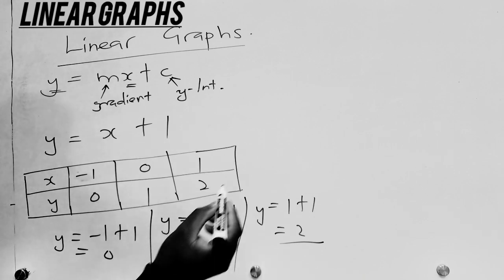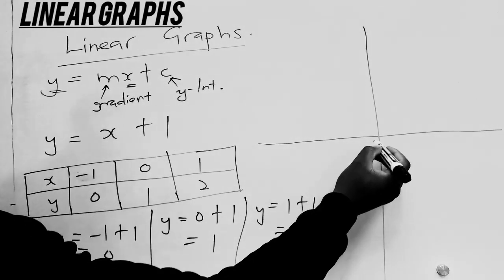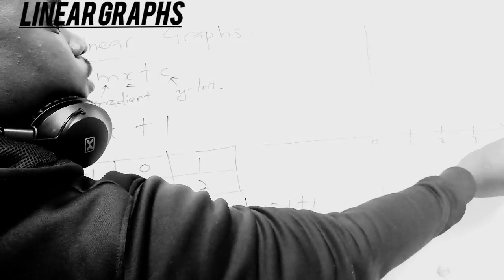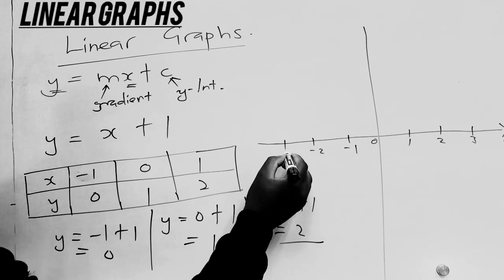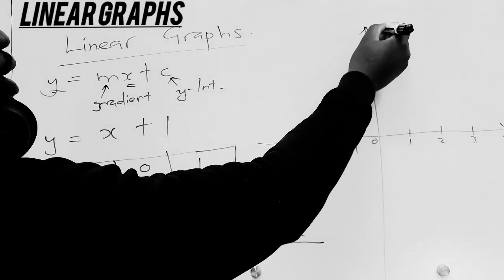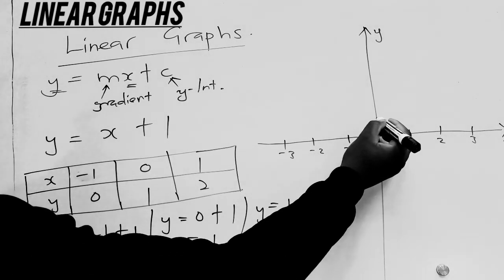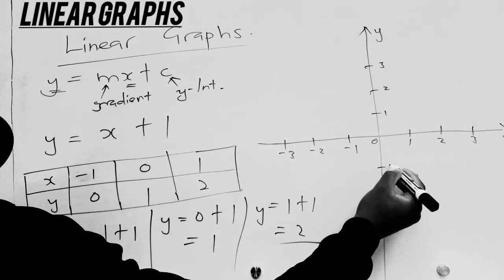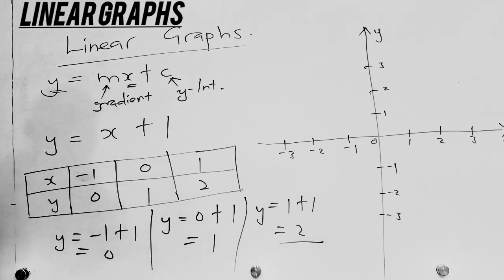So we sketch it like this. We draw our Cartesian plane: 0, 1, 2, 3. These are the x-axis: -1, -2, -3. These are the y-axis. Don't forget to label your axes. Then this one: 1, 2, 3, -1, -2, -3.